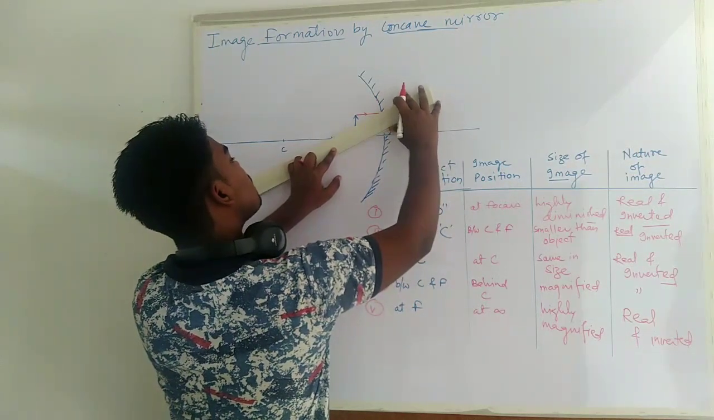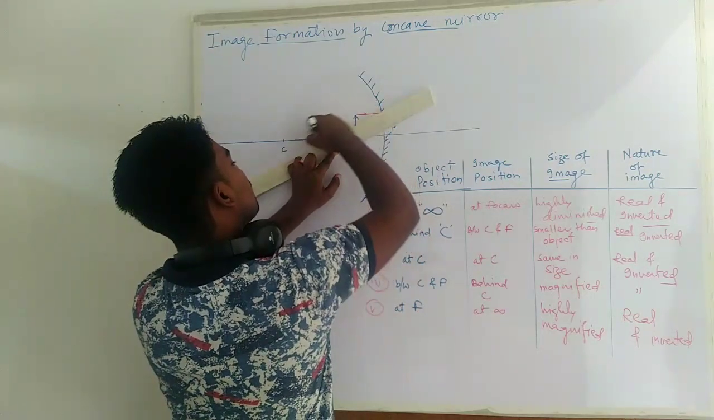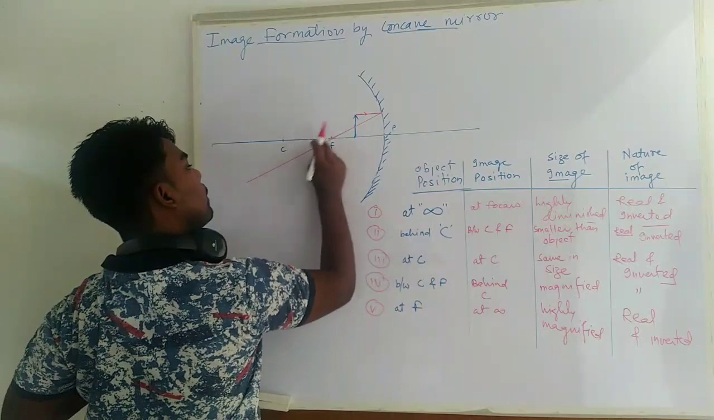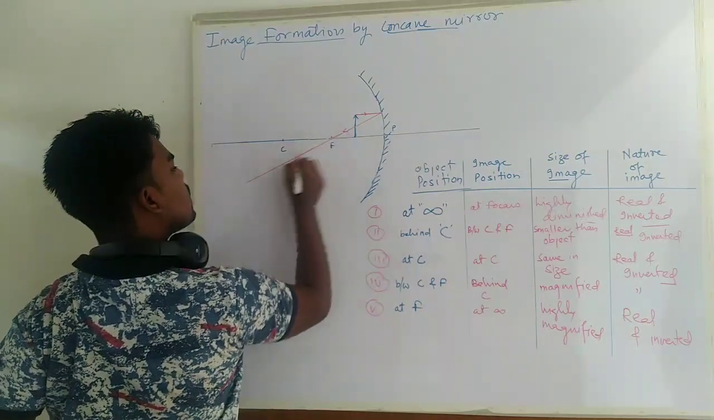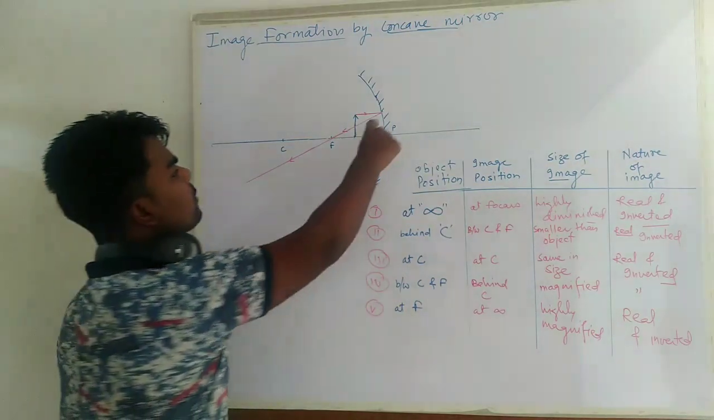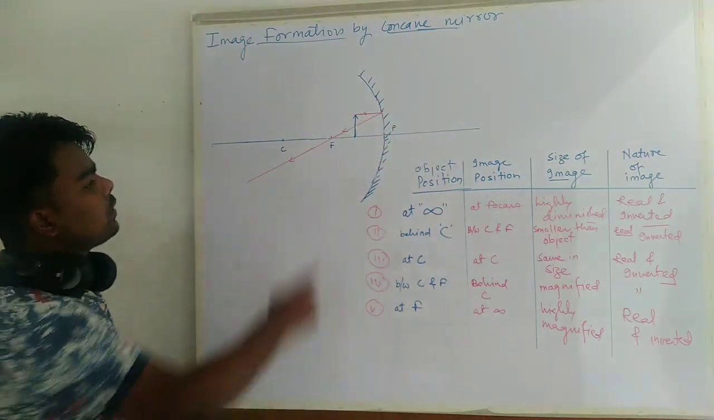So first light ray we have taken parallel to the principal axis, now it will go passing through the focus. So that was the first incident ray. It was incident parallel to the principal axis on the mirror. After reflection it has gone passing through the focus.